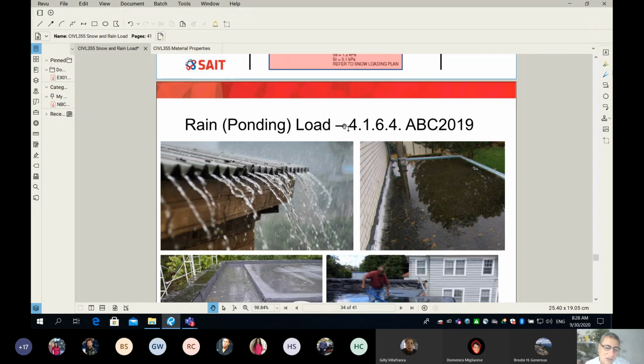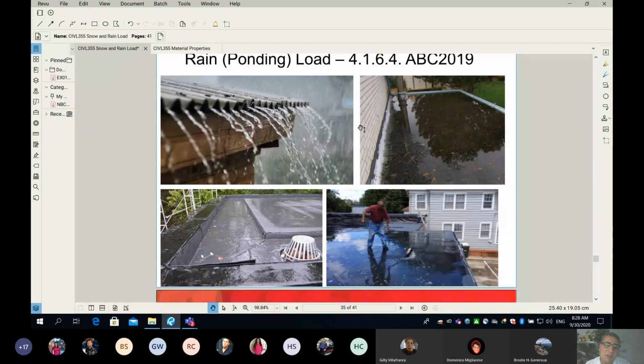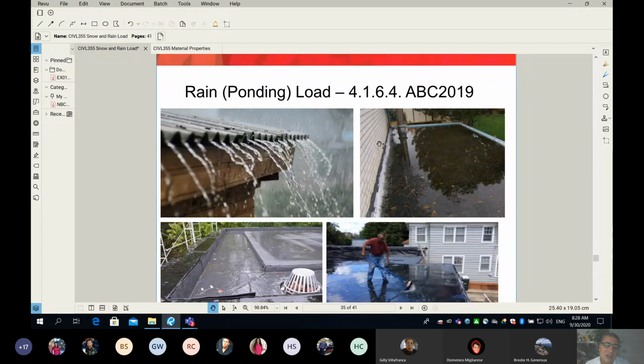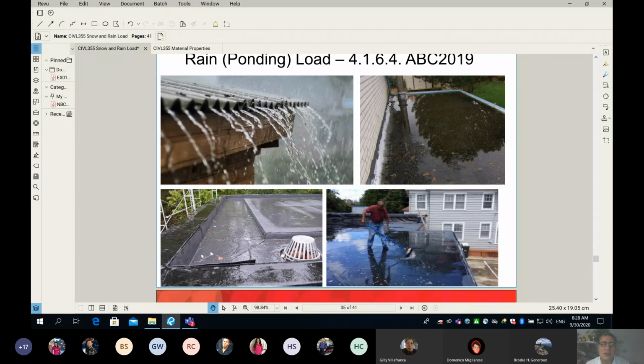And again, as I said, this will allow you to finish 95% of the assignment. The last part is here. I'm going to talk right now about rain, and sometimes we call it the ponding load. This is according to the Alberta Building Code 2019, item 4.1.6.4. Because when I talk about snow load, I want you guys to feel it, so I'm going to do the same for the rain load.